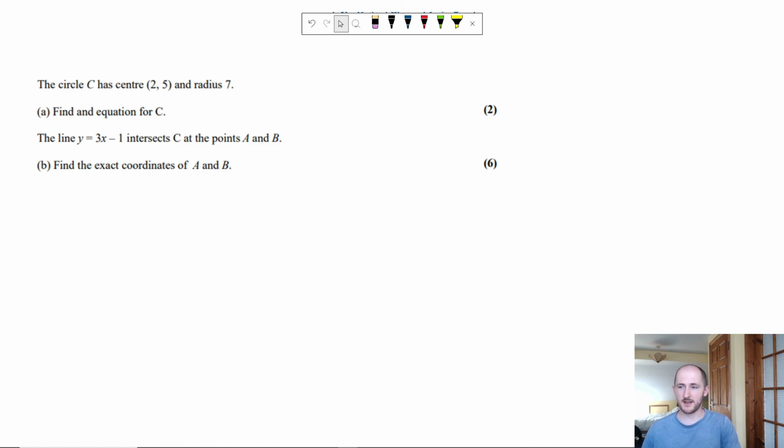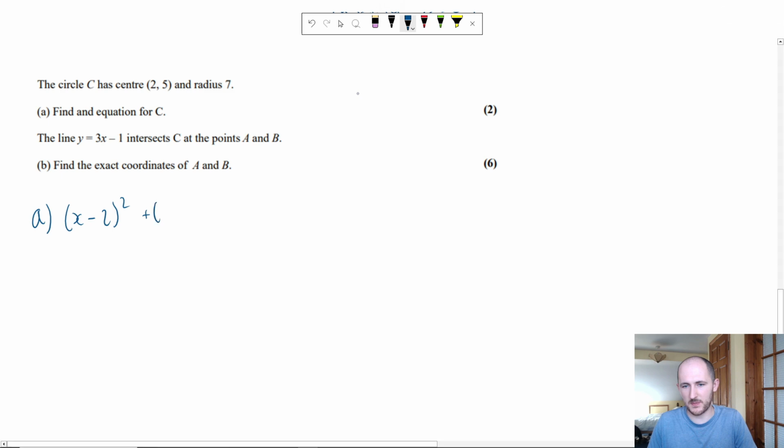Here's yet another style of question. Part A, in my opinion, is very, very generous, because if you have a look, they give us everything we need. So for part A, all we need to do is shove in the a and b, so (x minus 2) squared plus (y minus 5) squared. And don't forget it equals r squared, not r. So 7 squared is 49. That's the only bit that I think you might mess up on, in which case you get 1 out of 2. So still pretty generous.